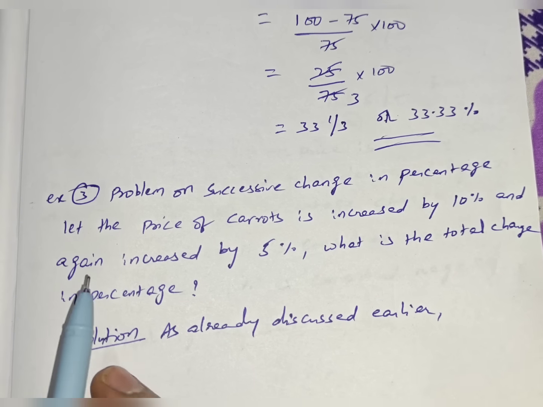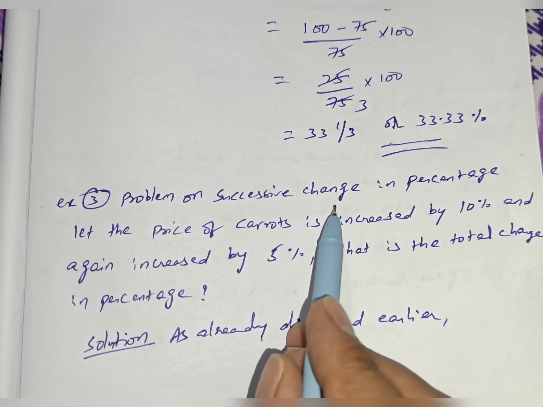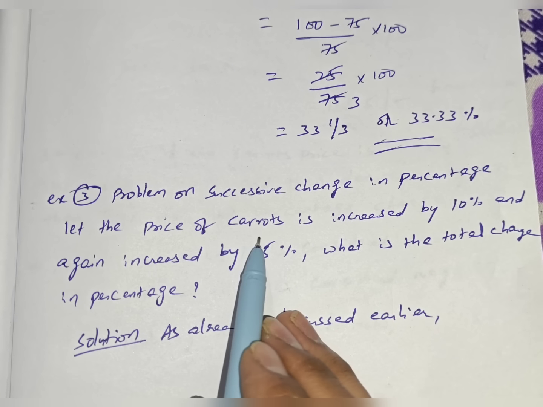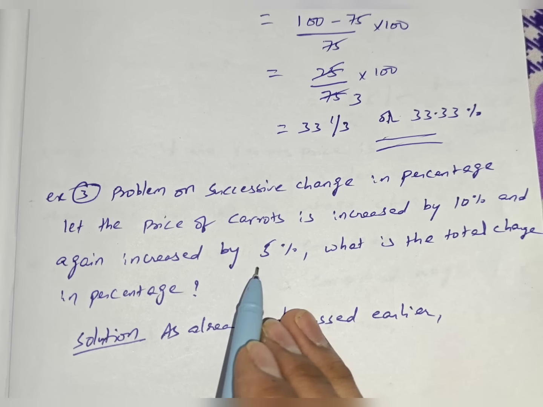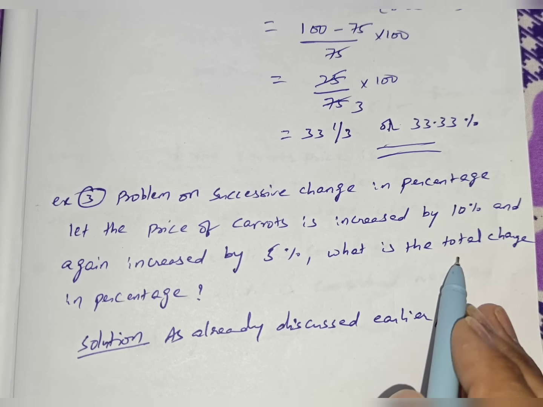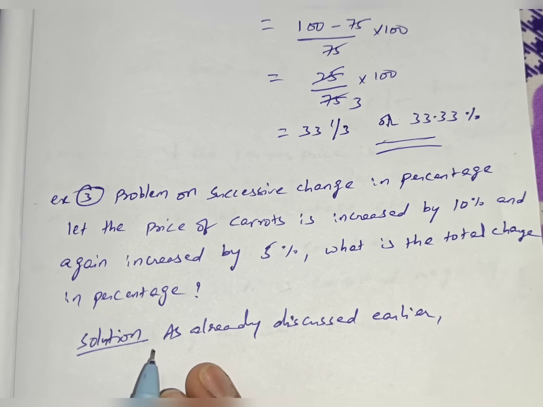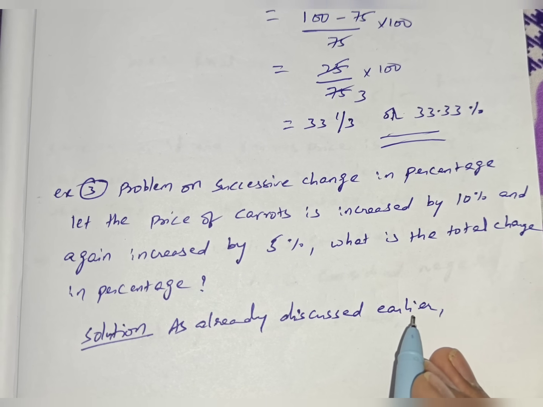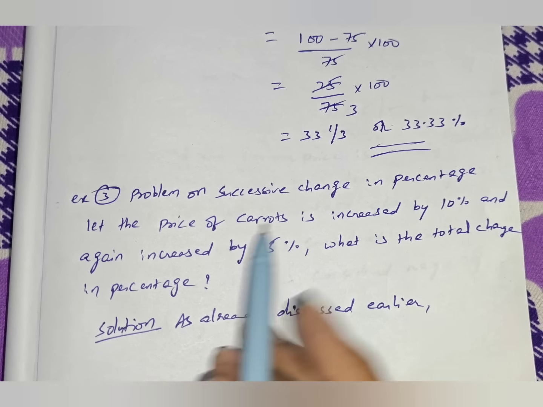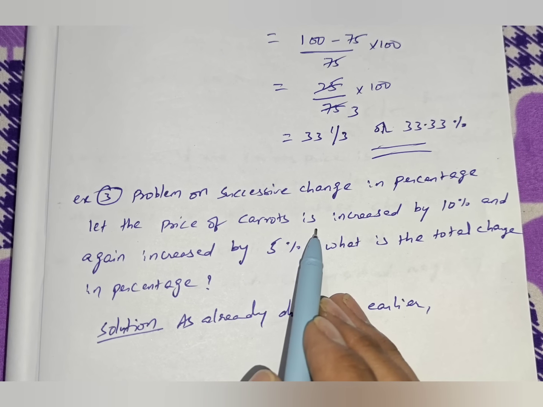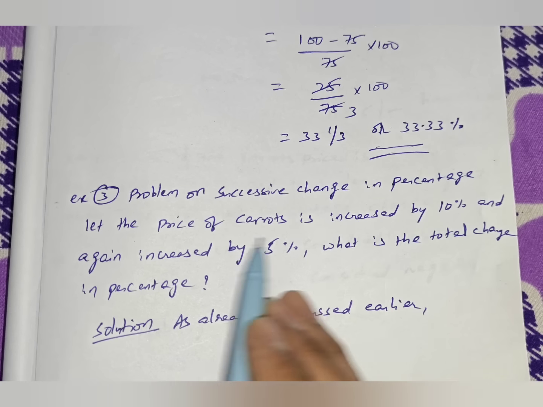Let us solve a problem on successive change in percentages. For example, let the price of carrots be increased by 10% and again increased by 5%. Then what is the net or total change in percentage? Here also the same thing: we need not calculate the actual price of carrots. Our main aim is to calculate the net percentage change.